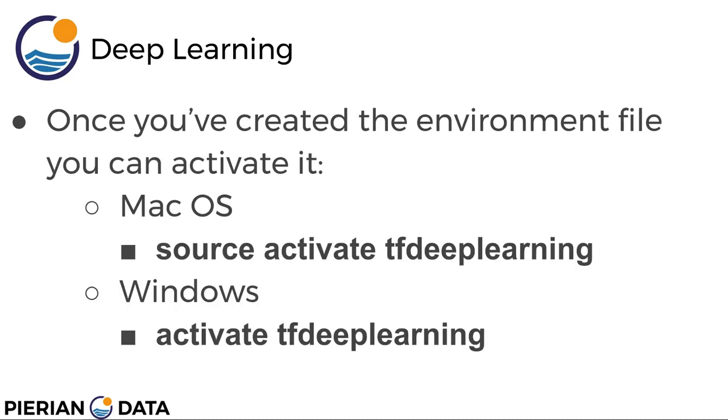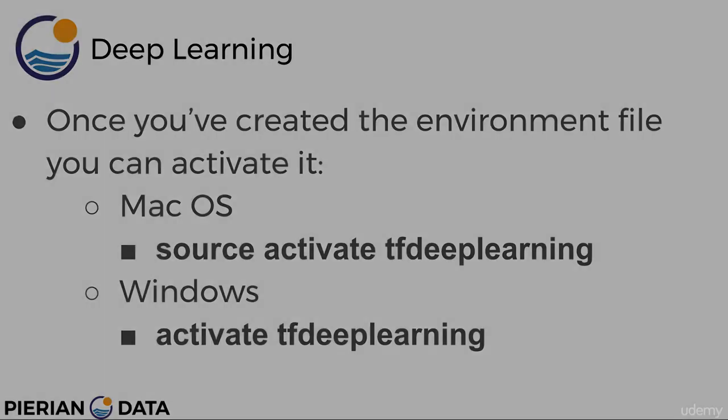Once you've created the environment, you can then activate it. If you're on macOS or Linux, you're going to use source activate TF Deep Learning. That's the name of the environment. If you're on a Windows computer, then you're going to use just activate TF Deep Learning. Okay, so I'm going to actually walk through these steps on a computer. So let's hop over to my command line.